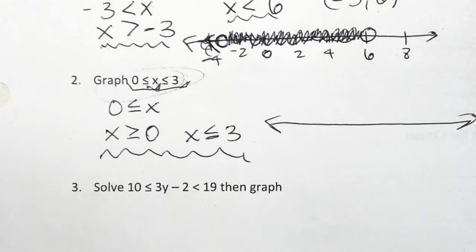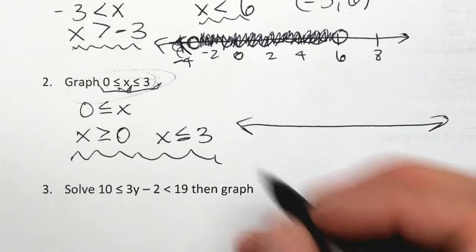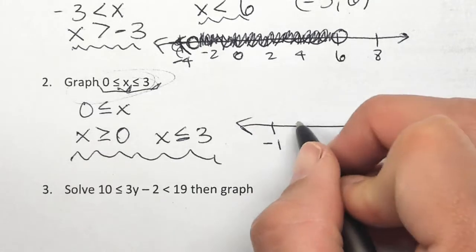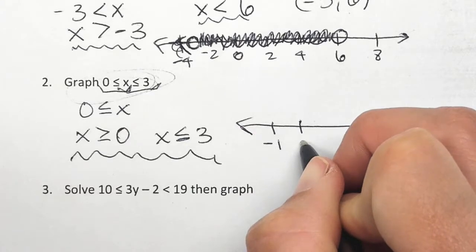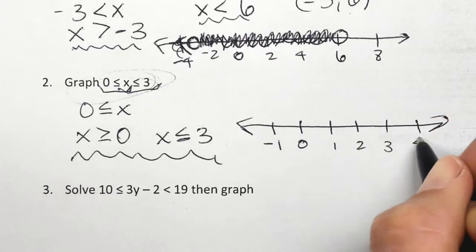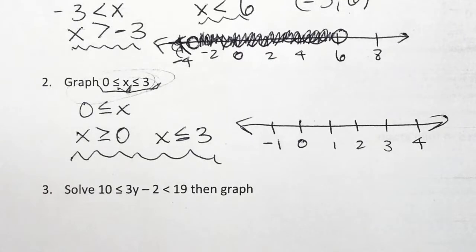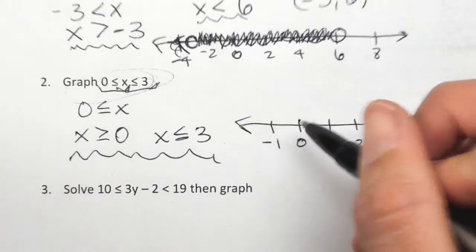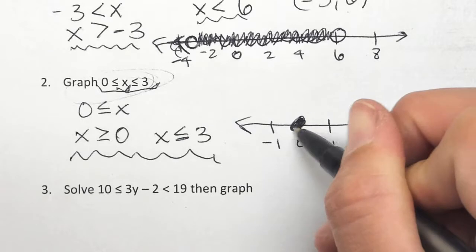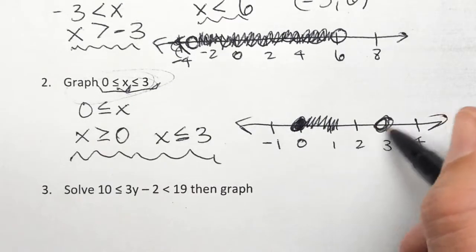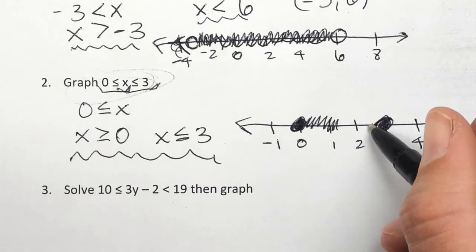Alright, we want one value less than 0. So we can do negative 1. Do y'all want to go by 1s or 2s? 1s? Okay, so next would be 2, 3. Let's go all the way to 4. Alright, where do we start first? 0, open or closed? Left or right? Closed, which way? To the left. Yes, thank you.